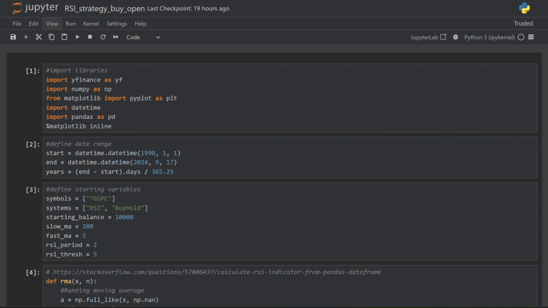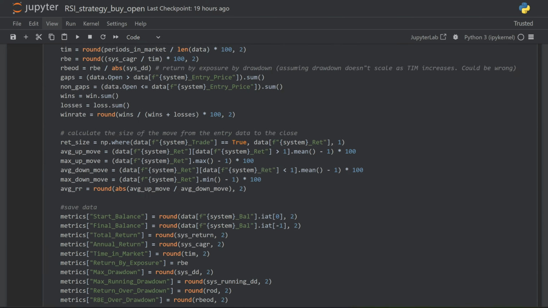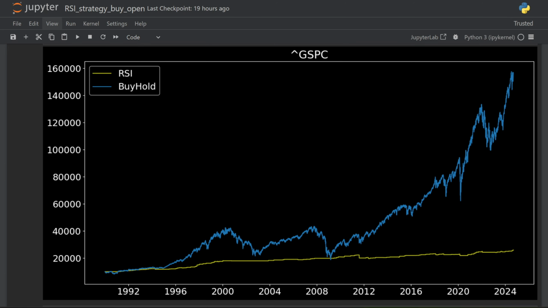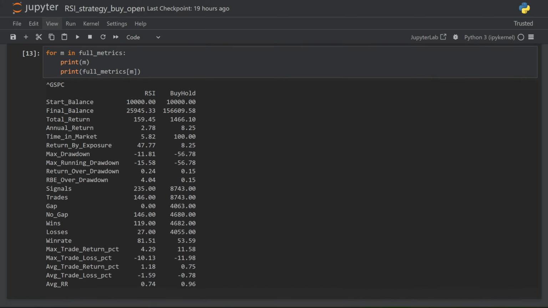Finally, no backtest will be complete without comparing the strategy to a buy and hold. And that's what I'm doing here. So if I take a look at the equity curve, the blue line shows buy and hold on the S&P 500 and the yellow line shows the RSI strategy. This looks like the strategy is terrible and massively underperforms. And from the equity curve alone, that would be a fair conclusion. But we need to look at the metrics of the two strategies and compare them in more detail.